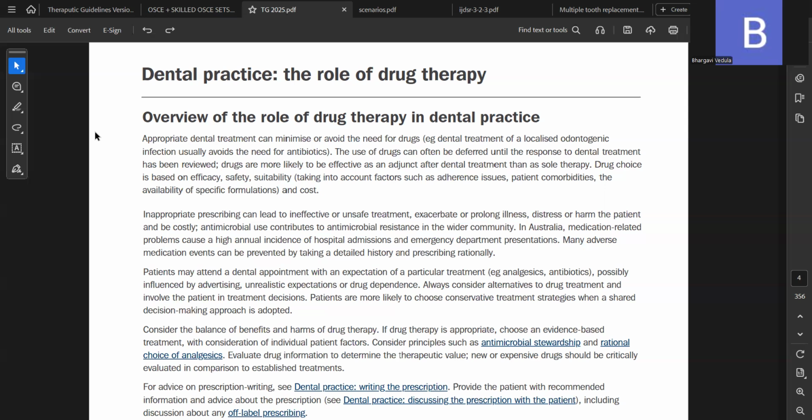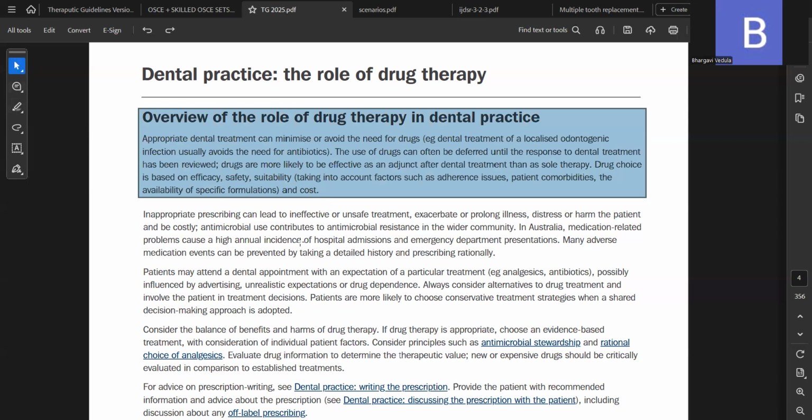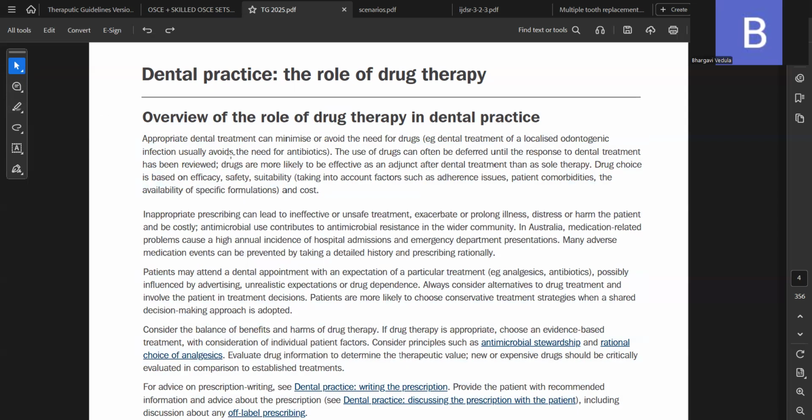The use of drugs can often be deferred until the response to dental treatment has been reviewed. So we have to actually see how the dental treatment worked. If the dental treatment is working at the time of review, we can totally avoid the use of drugs. Drugs are more likely to be effective as an adjunct after dental treatment than as a sole therapy. So it is not a substitute for dental treatment, but an adjunct. Suppose they are having pain, painkillers will be an adjunct, but not a substitute for therapy. Okay, let us highlight this point. Drugs are more likely to be effective as an adjunct to dental treatment than as a sole therapy.